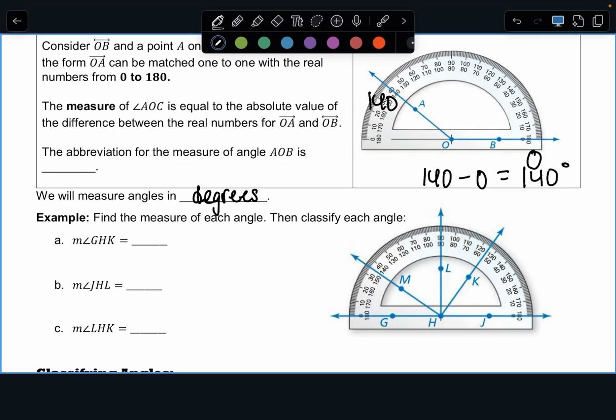This degree symbol is not degrees Fahrenheit. It's not degrees Celsius. It's completely new. The numbers on this protractor are in degrees. The way we write the measure of an angle is M for measure.